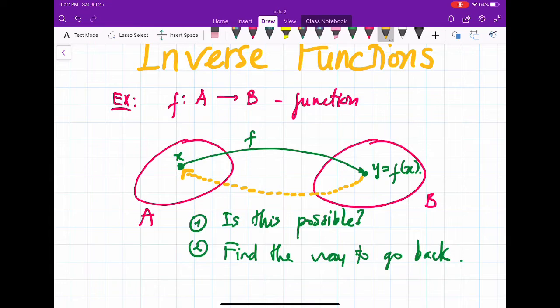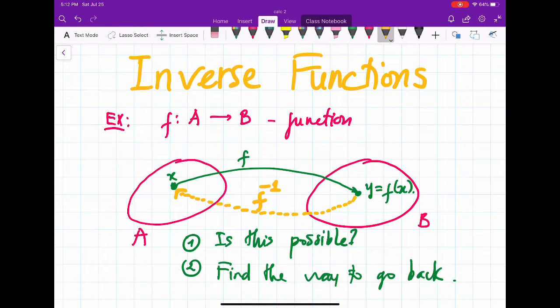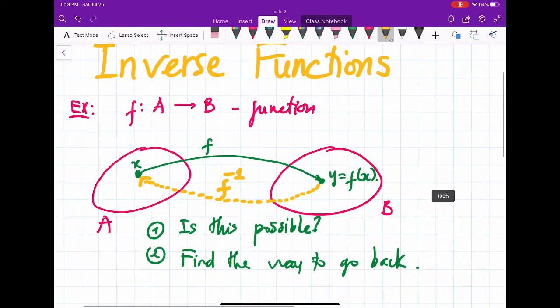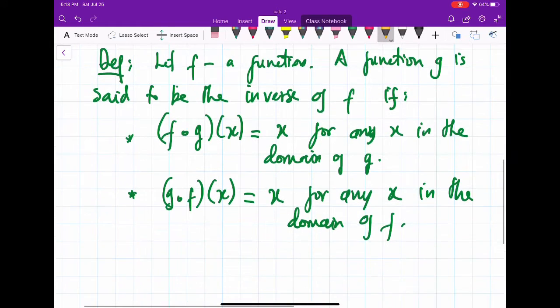And of course, that can be realized by another function, and we denote it by f to the negative 1. We call that the inverse of f, if, of course, that can be done for any element in X. So based on this observation, we may define the inverse function of a function.